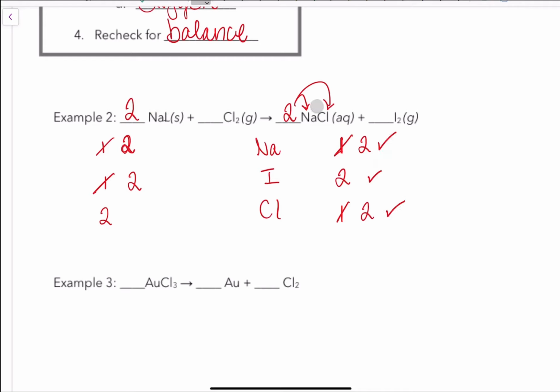So our last step is we just need to recheck and make sure everything's balanced. 2Na, 2Na, 2I, 2I, 2Cl, 2Cl. Everything is balanced. In those blanks, if you would like to write a 1, you can, but it's not necessary.